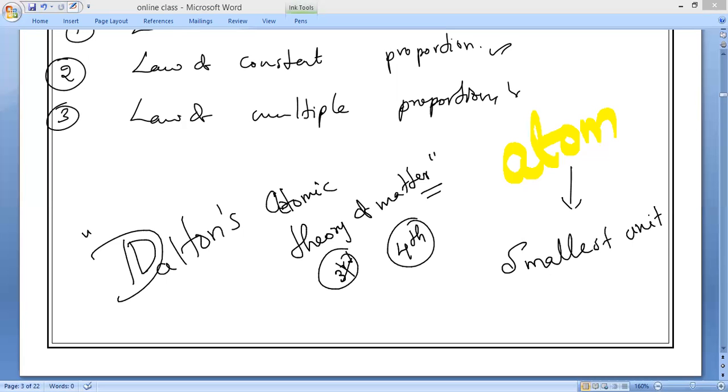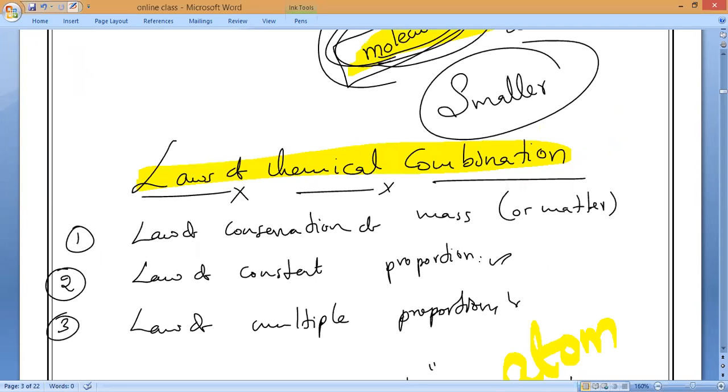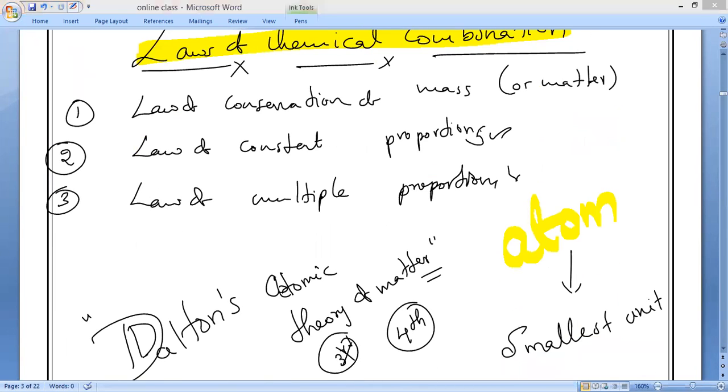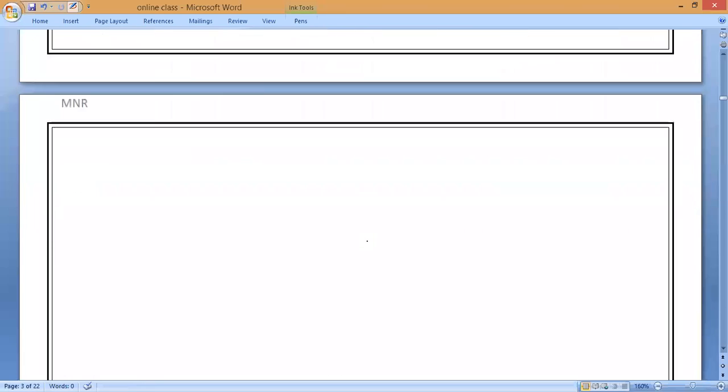Now in this chapter, as I told you, we will study only two laws in class 9th. What are the two laws? One is the law of conservation of mass, and the second one is the law of constant proportions. In class 11th, you will study the law of multiple proportions. Now, let us come to the law of conservation of mass, the first one. The first law we are going to study is the law of conservation of mass or matter, your choice.